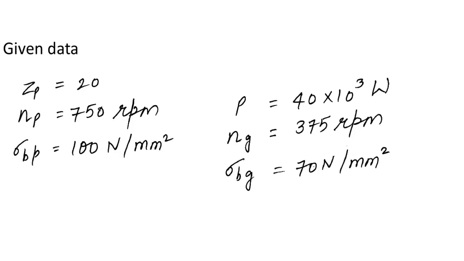Given data: ZP, number of teeth on pinion, is 20. NP, RPM of pinion, is 750 RPM. Sigma BP is 100 Newton per mm square. Power is 40 into 10 raised to 3 watt. NG, number of RPM of gear, is 375 RPM, and sigma BG, bending strength for gear, is 70 Newton per mm square.